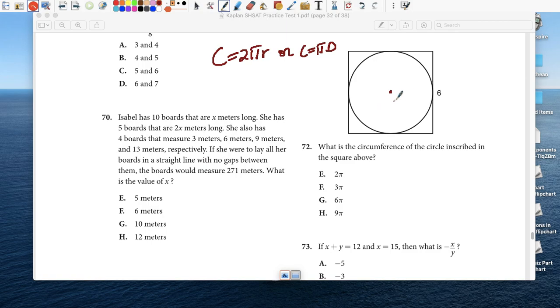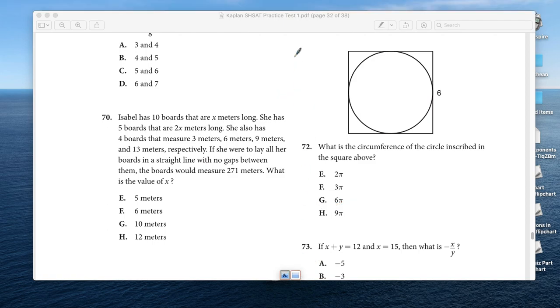And I'll draw the diameter. The diameter is 6, or if you want to write that the radius is 3 and 3. We want the circumference of the circle, so it really doesn't matter which one I use. I like to use C equals pi d, so C equals pi times the diameter, which is 6. C equals 6 pi units. And our answer, this one is simple, it's just G. Okay. 73.